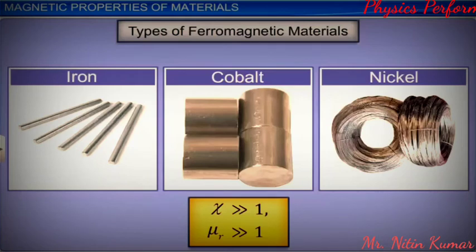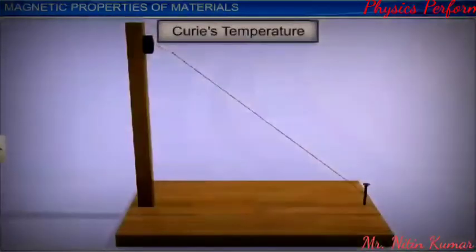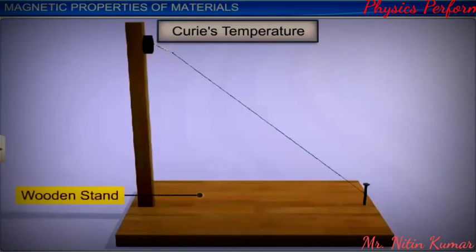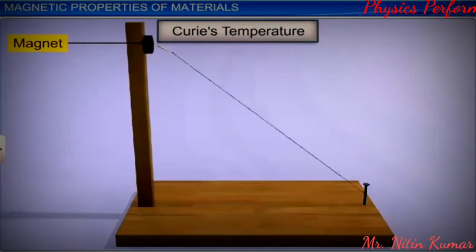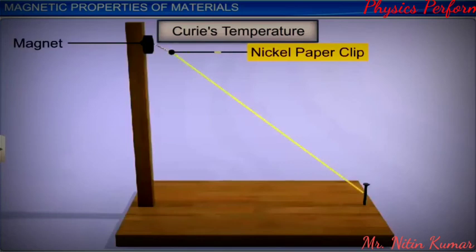Now, let us discuss an activity to know the effect of temperature on ferromagnetism. Let us consider an L-shaped wooden stand and fix a strong magnet on top of it. Consider a ferromagnetic material, say, a nickel paper clip tied to a string which is fixed at the base of the wooden stand. Let the paper clip be suspended in air with the help of a magnet as shown.